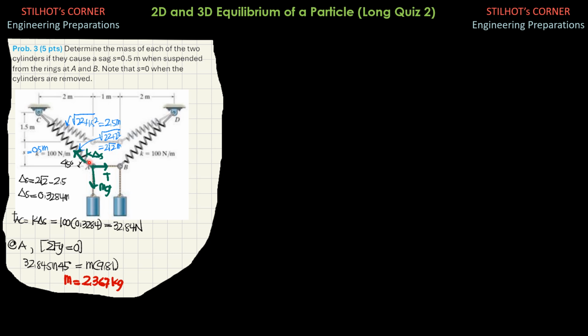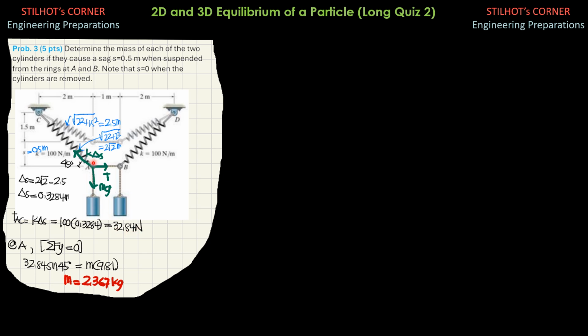From here, we can solve the change in length of the spring, delta S, which is the final length 2 square root of 2 minus the natural length of the spring 2.5. So it is 0.3284 meters. The tension in AC, therefore, which is K delta S, is 100 times 0.3284, so 32.84 newtons.